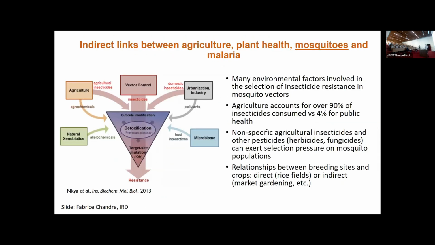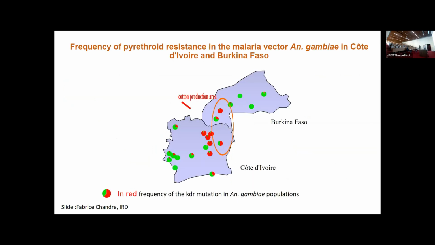Another example of the relationship between agriculture, mosquitoes, and diseases is malaria in West Africa. We know that there are many factors involved in insecticide selection and resistance in vectors, and one factor for selecting resistance in mosquitoes is the use of pesticides and insecticides in agriculture, not in public health, in agriculture, because you put insecticides for protecting cotton fields, crops, rice fields into the wild, and there are mosquitoes there which select resistance under selection pressure. So it is exactly what has been observed in cotton production areas in Burkina Faso and Côte d'Ivoire.